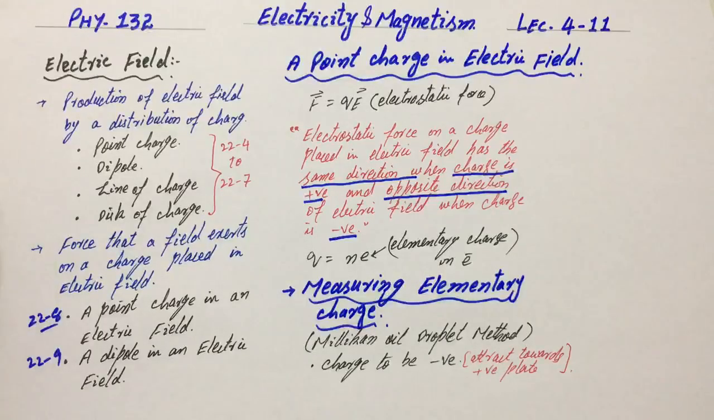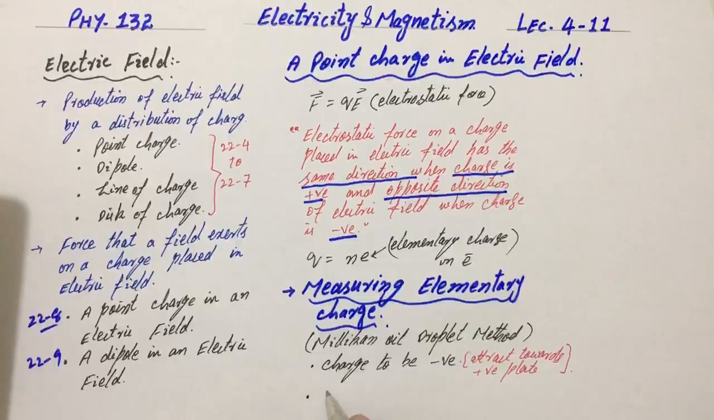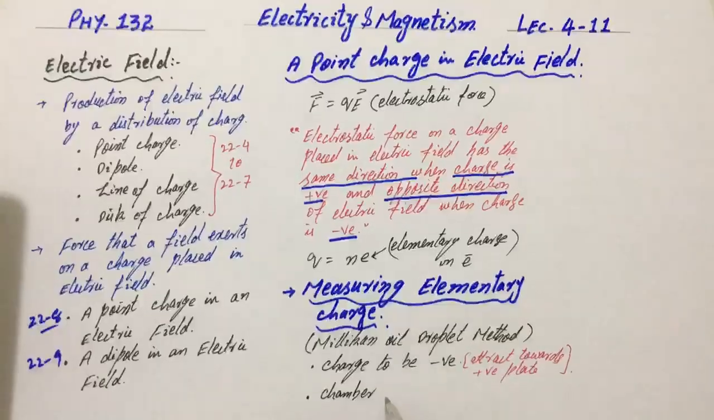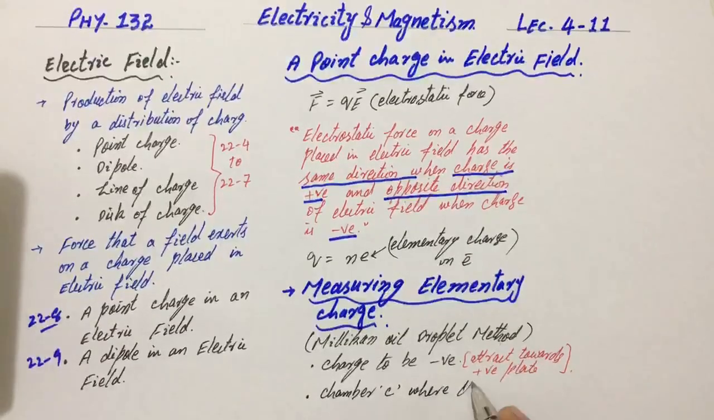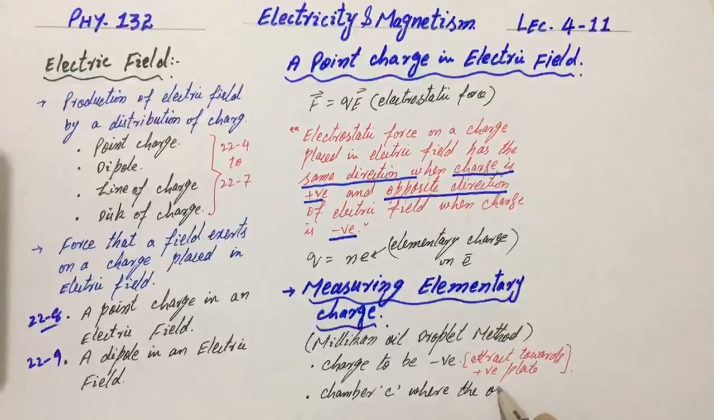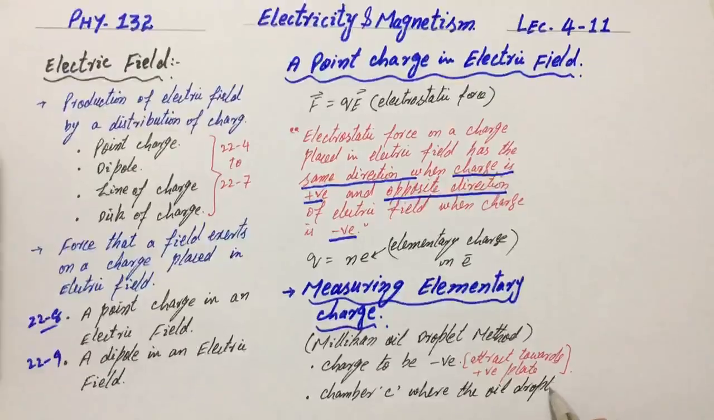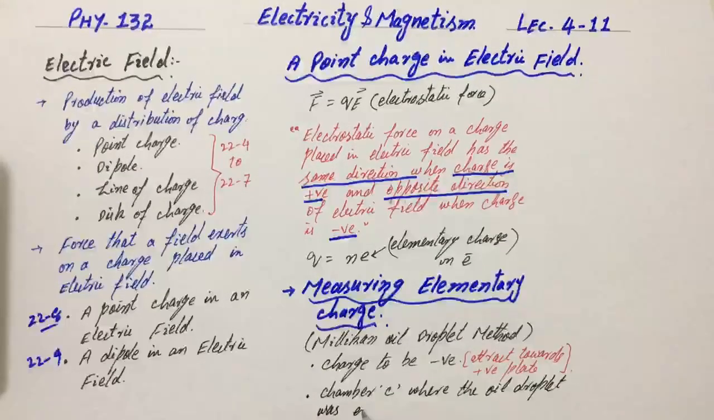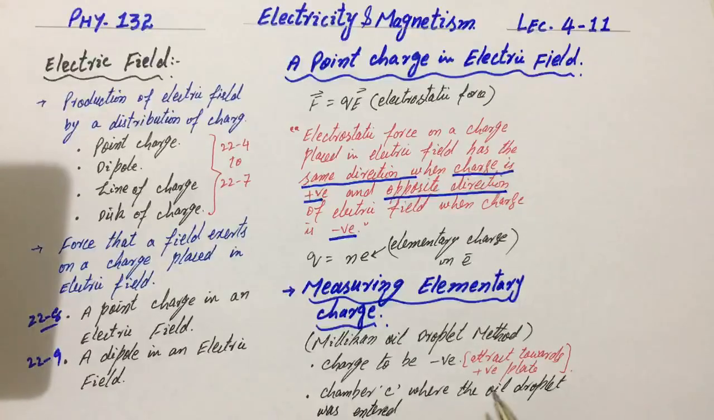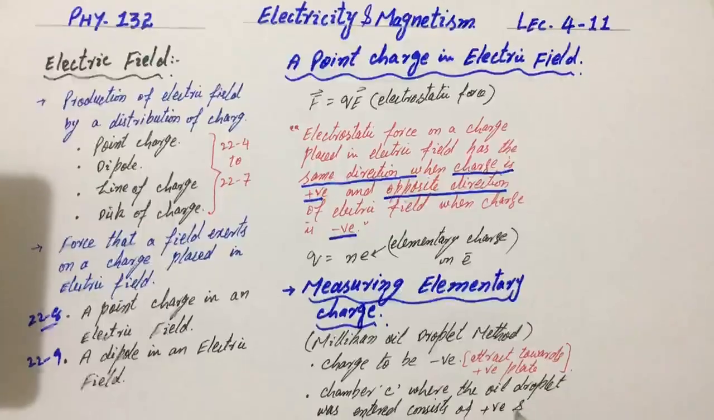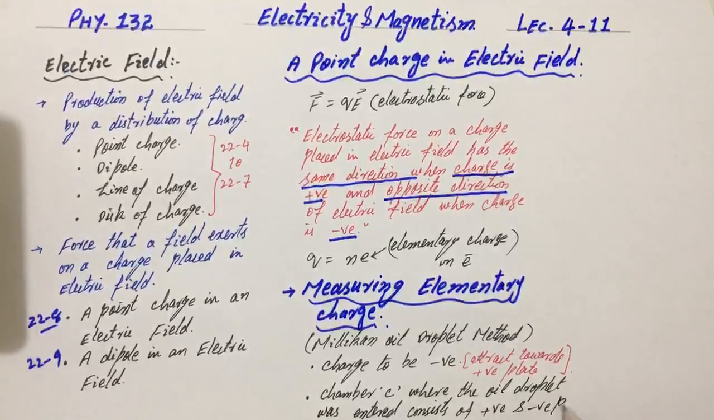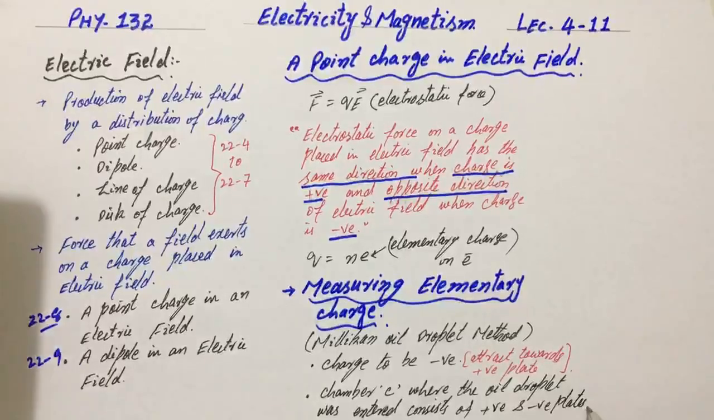Now I just write down the main step. The chamber C, where the oil droplet was entered, consists of positive and negative plates which are connected with the battery.